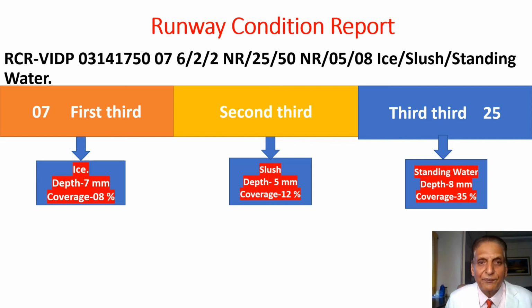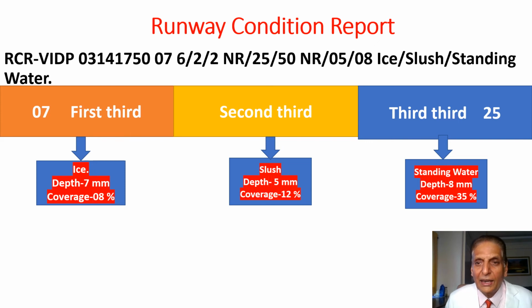Next is 2. For slush and standing water, the runway condition code is 2. The next is below 10%, not required. It just has coverage of 0.8%, so below 10% is not required. Then here the coverage is 12%, so 10 to 25% is to be shown as 25.